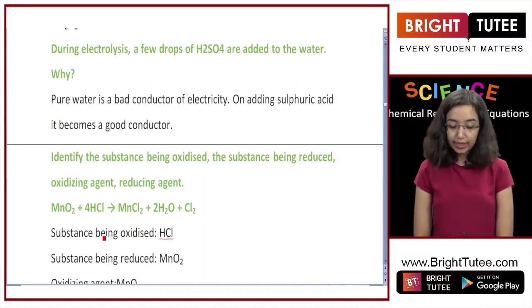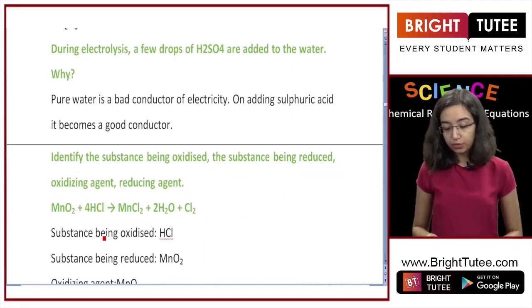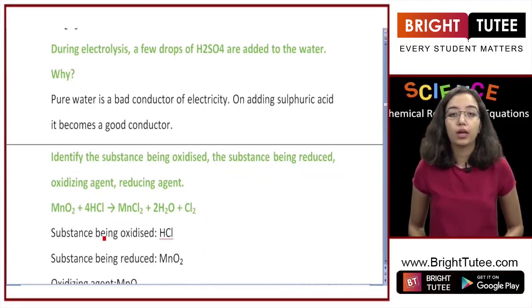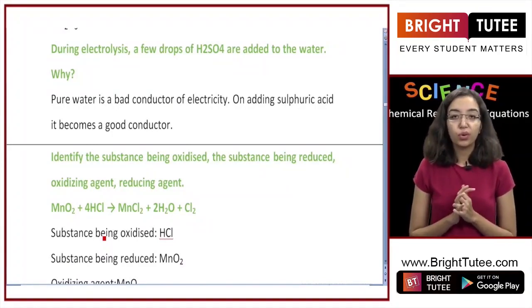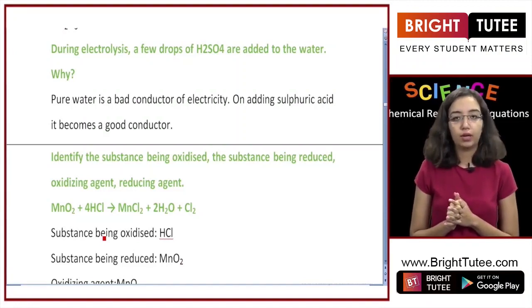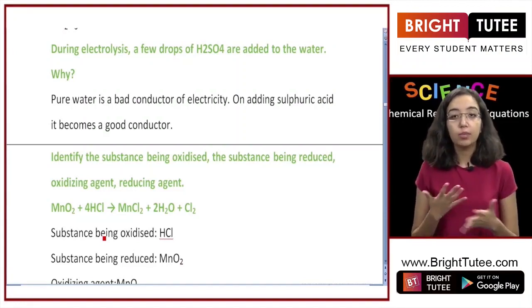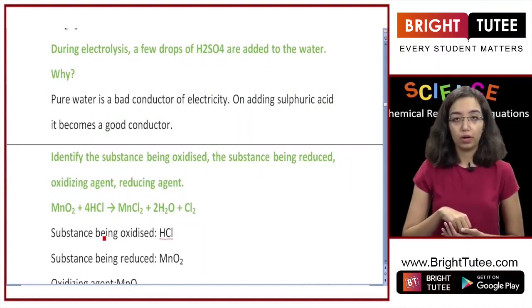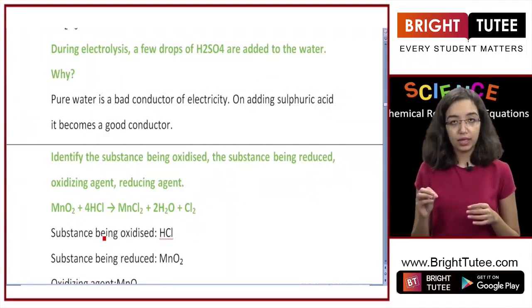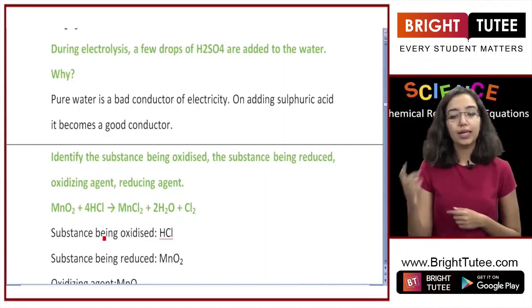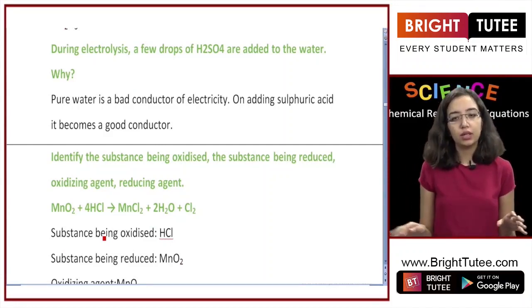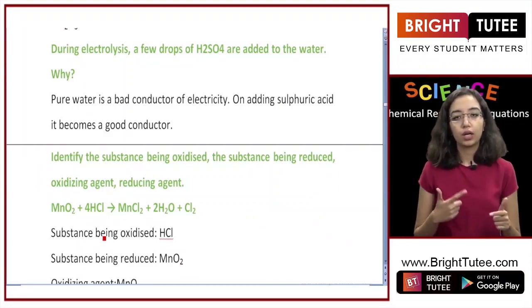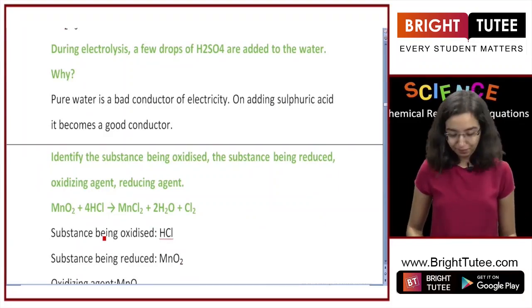The next question says that during electrolysis, a few drops of H2SO4 are added to water. Why? So when we are electrolyzing water, we add a little bit of acid to it. Why is that? This happens because pure water is actually not a conductor of electricity. Water conducts electricity by virtue of the ions present in the water. So we add a little bit of HCl or H2SO4 so that it can start conducting electricity. Very simple reason, it doesn't participate in the reaction, it just makes it a conductor for the electricity.